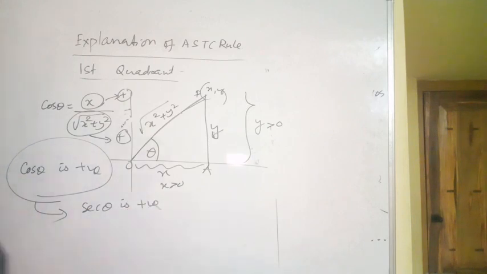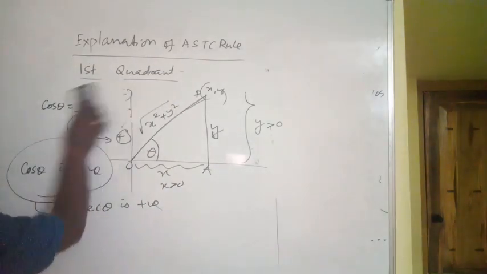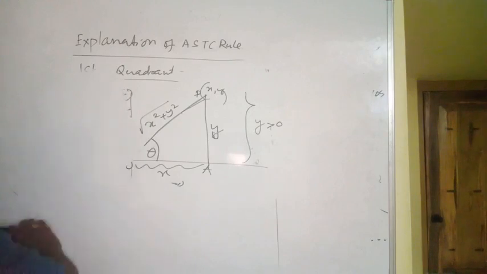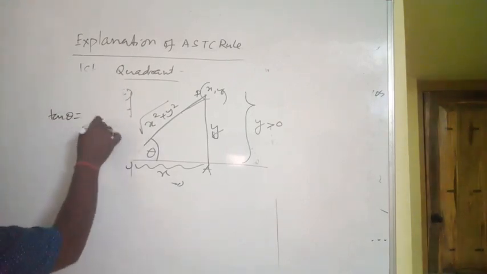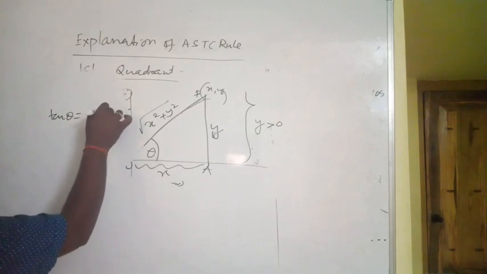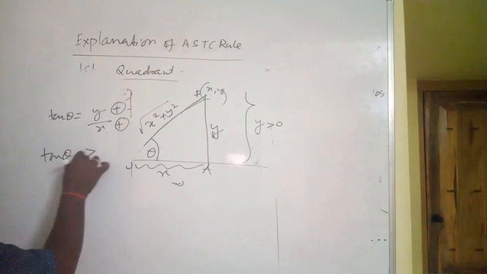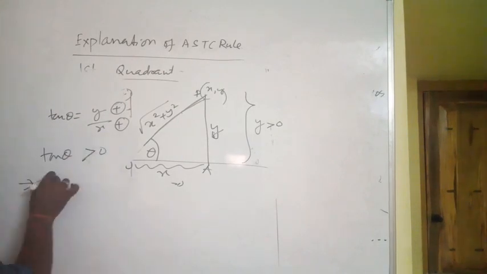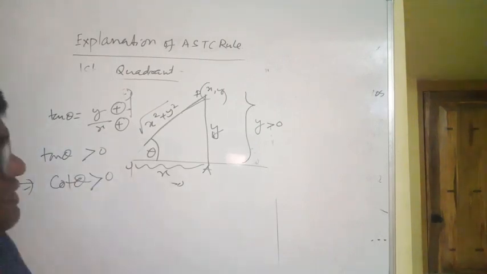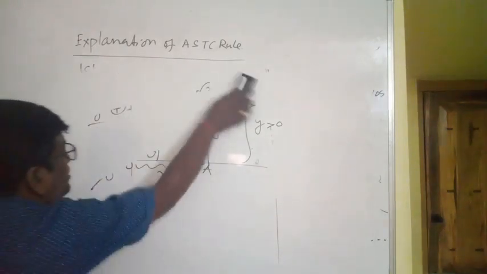Now regarding tan theta. Tan theta is p by b, that is y/x. Y is positive and x is positive, so tan theta is greater than 0, that is positive. That implies cot theta is also greater than 0, because cot theta equals 1/tan theta. This is the ASTC rule for the first quadrant.